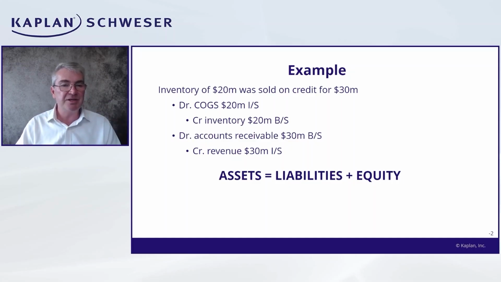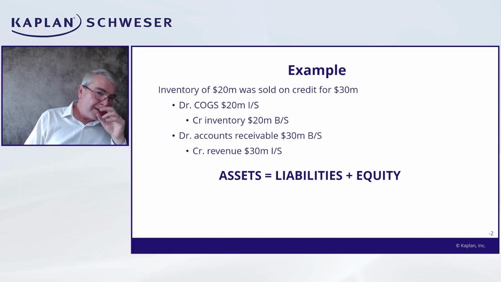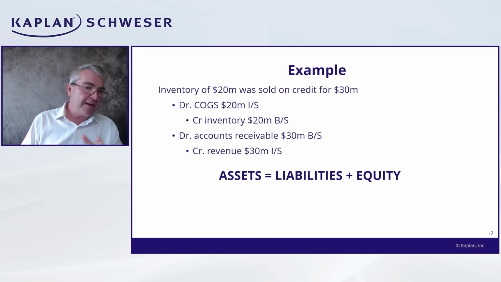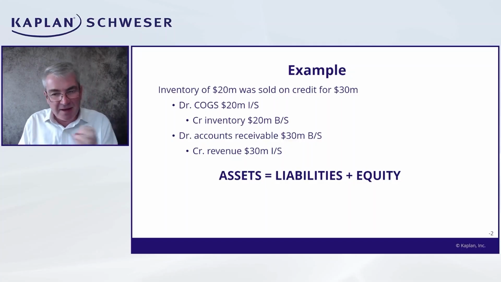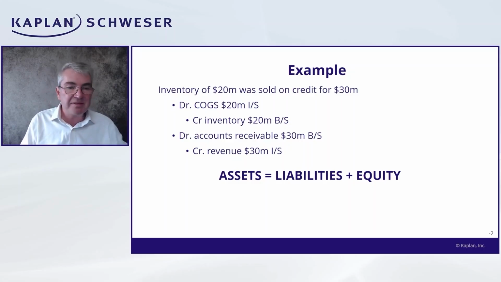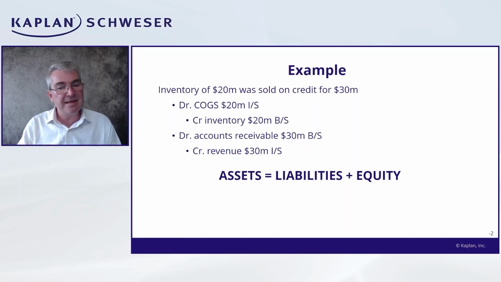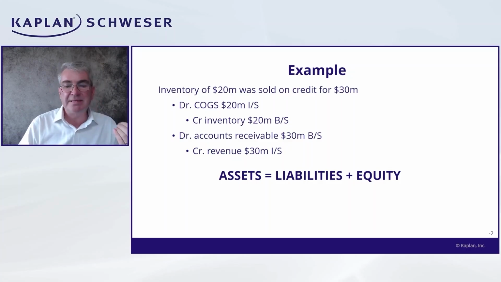Let's have a look at the transaction treatment of this. Well, if I've sold 20 million of inventory, I'm going to need to remove that from my balance sheet. So I'm going to lower my inventory by 20 million. That's going to be a reduction in an asset. And I'm going to transfer that to the income statement because I've now sold this inventory. But I've also sold it for 30 million on credit. So I'm going to record a sale of 30 million in the income statement, and I'm going to record an asset of 30 million in the balance sheet, being the cash I'm expecting to receive from my customer.